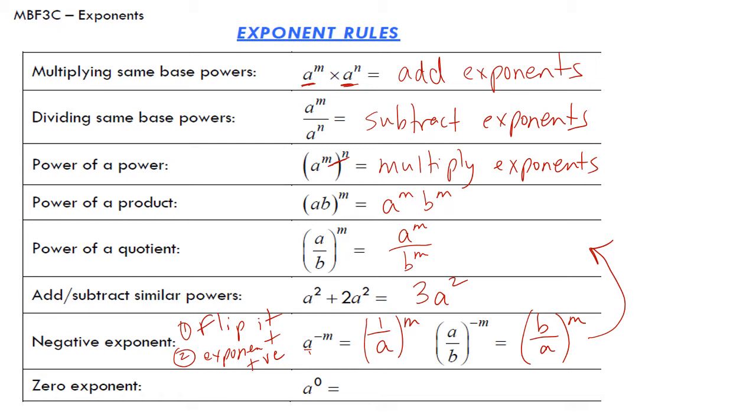The easiest one out of all of them, the 0 exponent rule. Anything to the power of 0, even 100 billion to the power of 0, is 1. That's it. So that's all of your exponent rules.